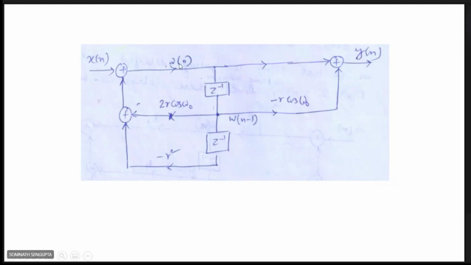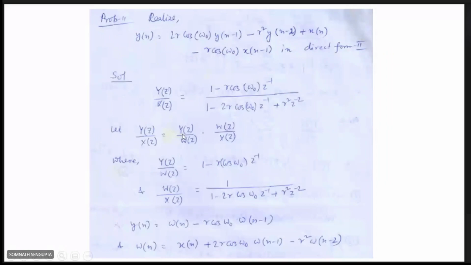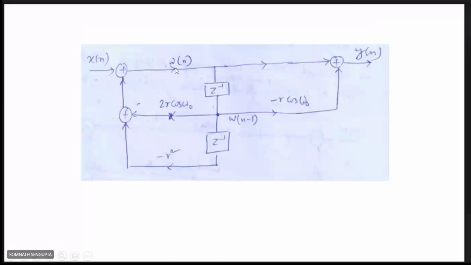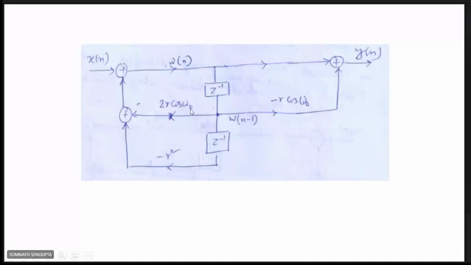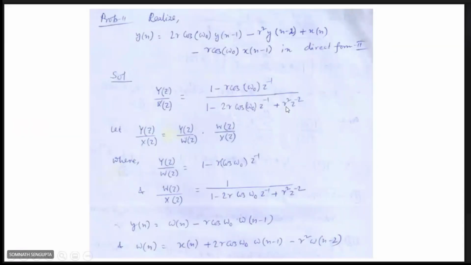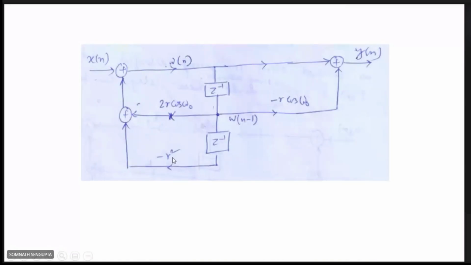It is wrongly written, it is actually wn here, the intermediate stage. It is coming from this analysis, but this gain is 1, goes to this direction, but this coefficient goes to the input side. Okay, so a1 is how much? A1 is 2r cos omega 0, so it will be minus of a1, so it is plus 2r cos omega 0. A2 is r square, so it will be minus of a2, that is minus r square.